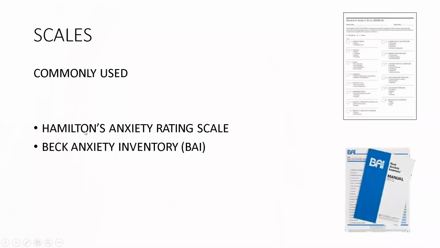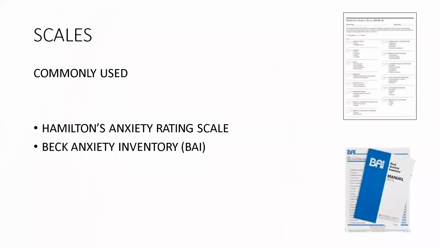One of the very important ones is Hamilton's Anxiety Rating Scale. You can see here, it's a little bit small in view, but there are a lot of questions, you have to answer them, and there is a scoring system. Another one is the Beck Anxiety Inventory, BAI. It's also a manual to assess anxiety. So they usually use these scales to assess the extent.